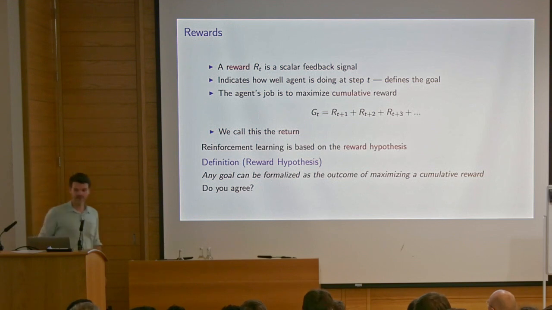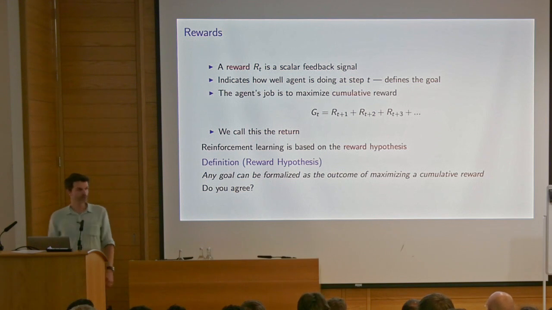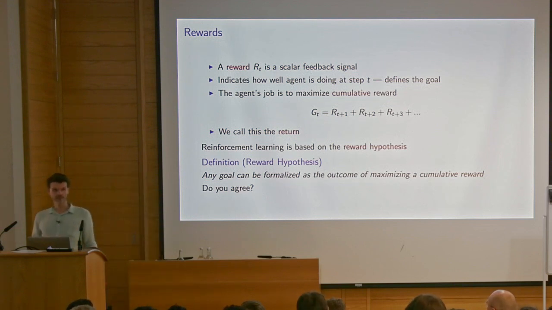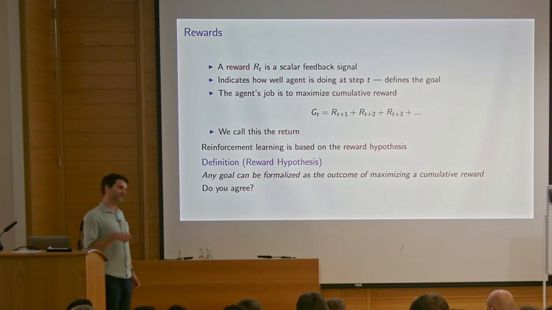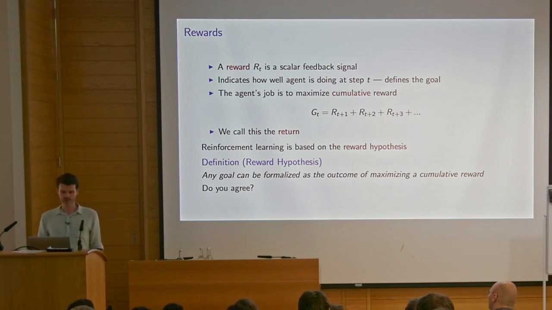The reward is just a scalar feedback signal. Some people write this as a function of the state. I prefer just to subscript it with a time t, because then it doesn't have to be a function of the state. This is convenient because in a moment I'll talk about the state internal to the agent and the state of the environment, which might be different. If the reward comes from the environment, you might not be able to construct the reward from your internal state of the agent. But you could just think of it as a scalar signal that arrives at each time step. This is indicating how well the agent is doing, and it defines the goal.